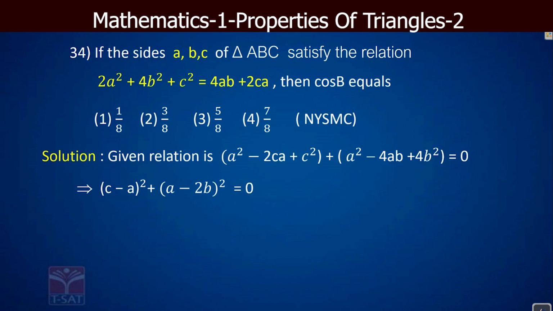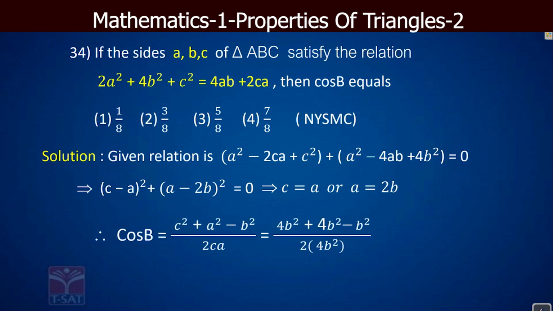Because if you bring the right hand side to the left hand side, you will have a square minus 2ca plus c square plus a square minus 4ab plus 4b square equal to 0, which indicates that (c minus a) whole square plus (a minus 2b) whole square equal to 0. So therefore, c is equal to a and a is equal to 2b. So therefore, cos B is equal to (c square plus a square minus b square) by 2ca, but c is equal to a and a is equal to 2b, so (4b square plus 4b square minus b square) by 2 into 4b square, which is 7 by 8. So the correct option is number 4.